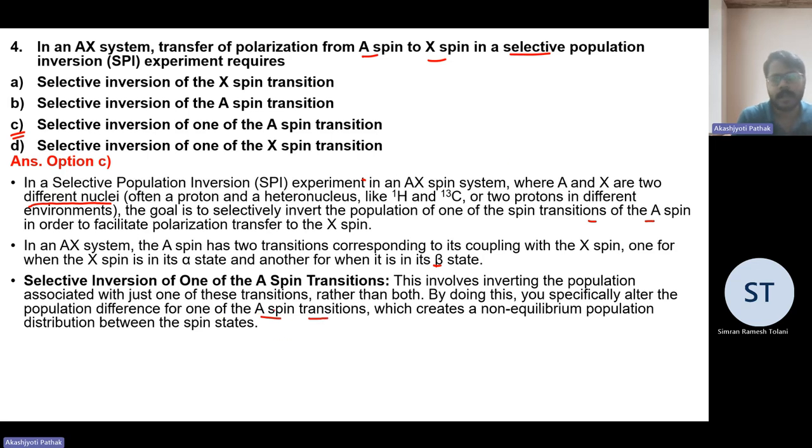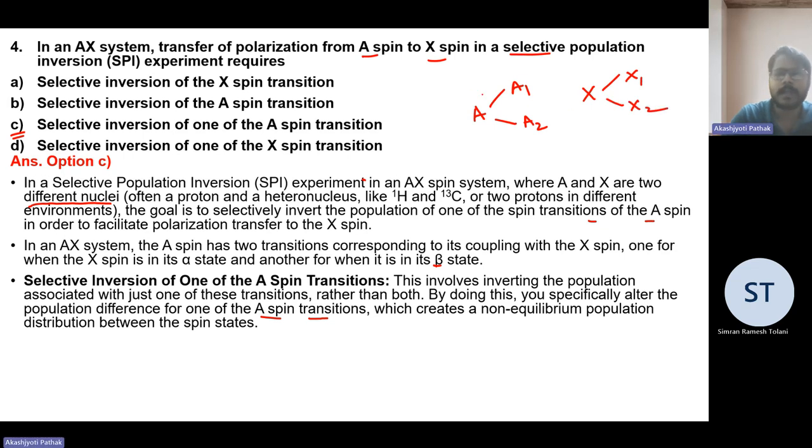Like earlier, when we were trying to understand positive NOE and negative NOE, each spin system can have two spin transitions, A1 and A2. Similarly, X can also have X1 and X2.